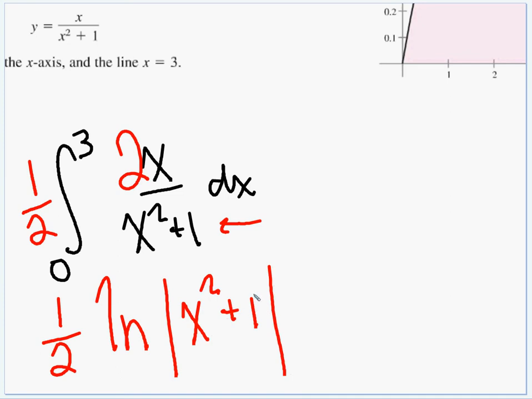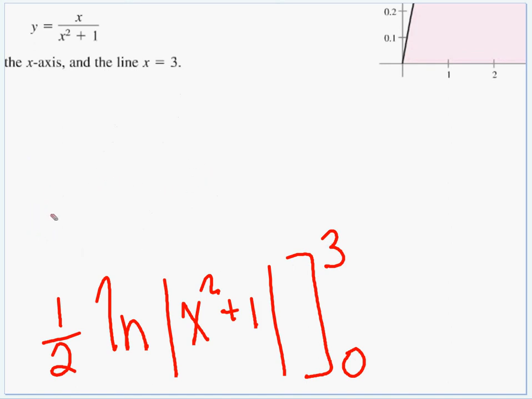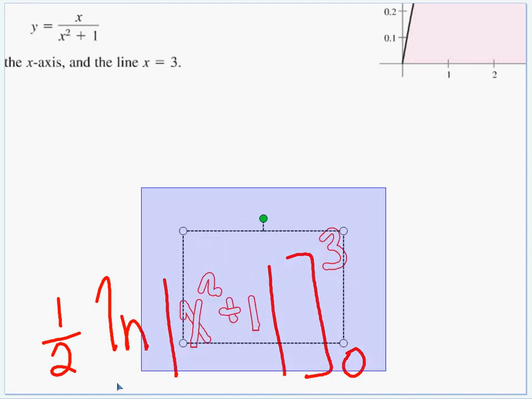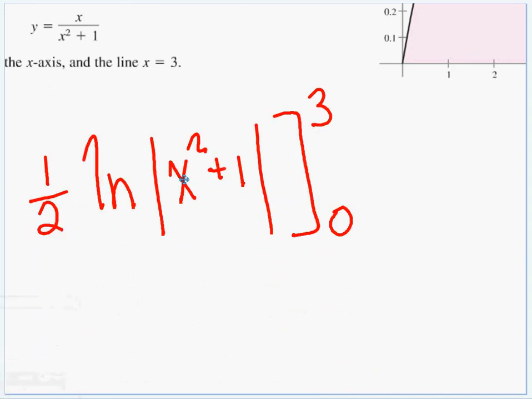Now here we're not going to do a plus c because this is a definite integral. So we're going to evaluate that with the fundamental theorem from 0 to 3. Now at this point, if you notice, what we are logging, x squared plus 1, that's always going to be positive. Because when we square something, it's positive, and we add another 1, it's still going to be positive. So at this point, the bars are not necessary. We could turn them into parentheses if you wanted to. It's not going to hurt anything if you leave them as bars, though.